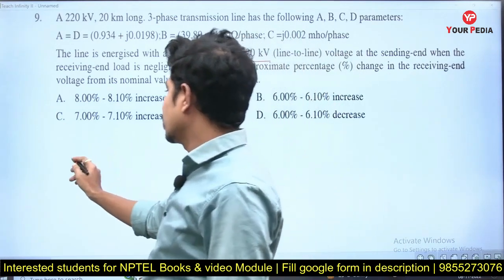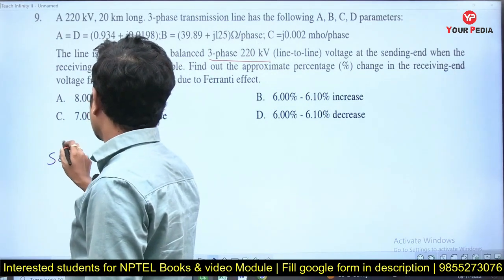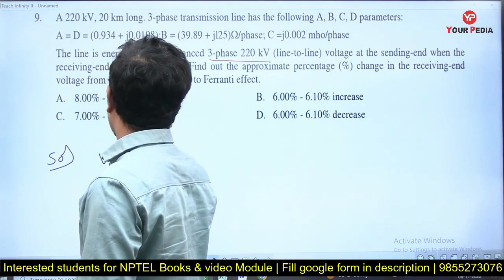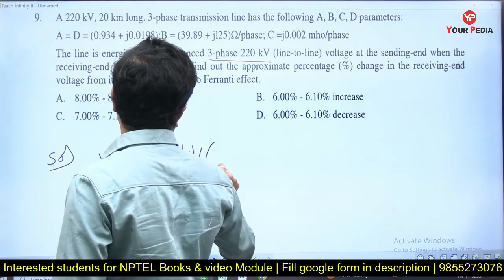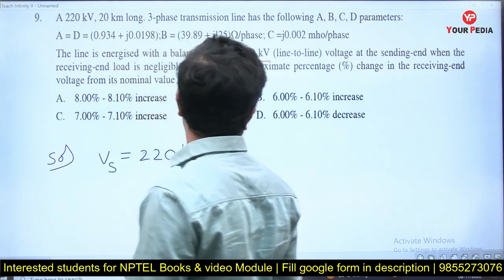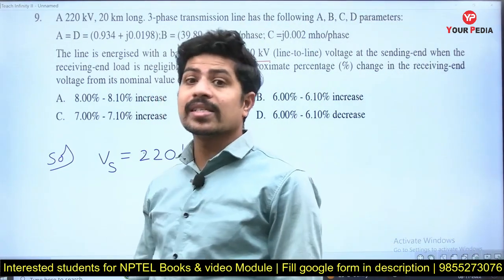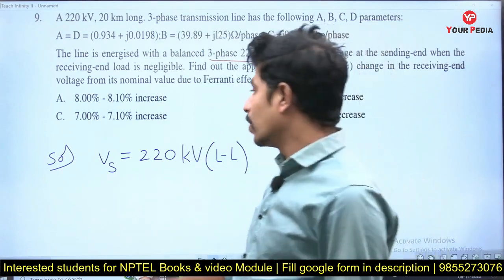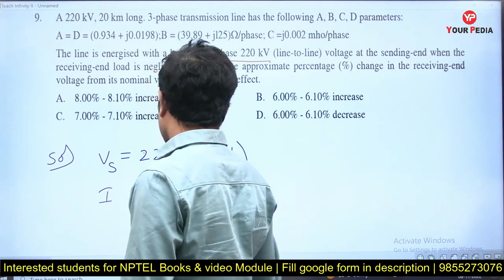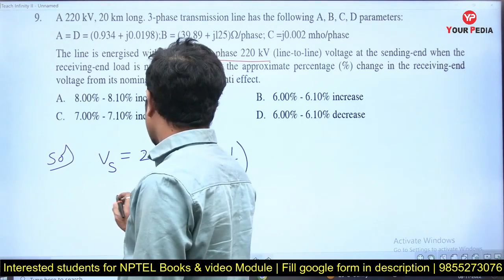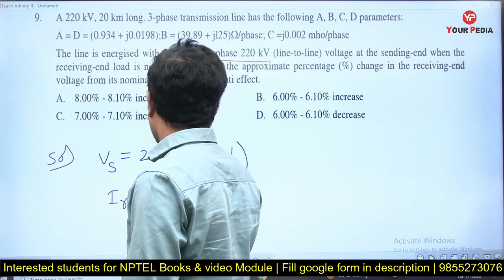Let me write here what he has given: the sending end voltage Vs is equal to 220 kV, and that is line to line. When the receiving end load is negligible, he is saying that the receiving end load is negligible. Immediately we have to understand one thing: load is negligible means no load condition. If no load, the current at the receiving end side is equal to 0 amperes.